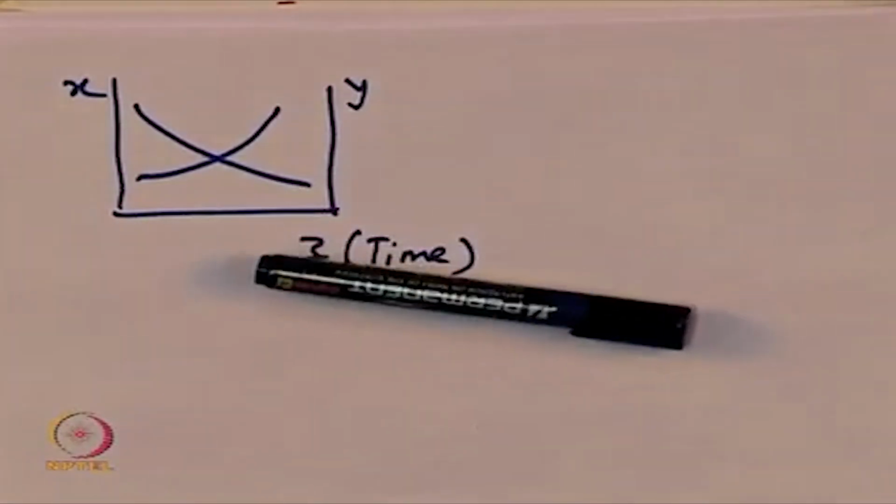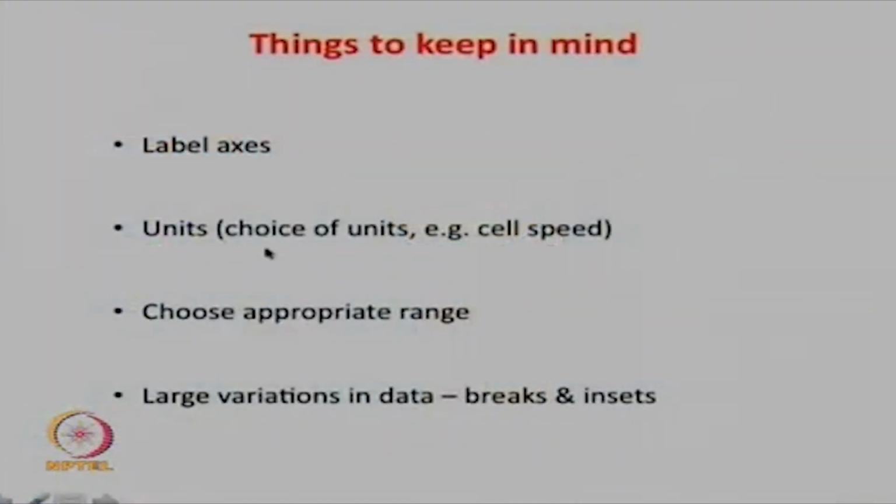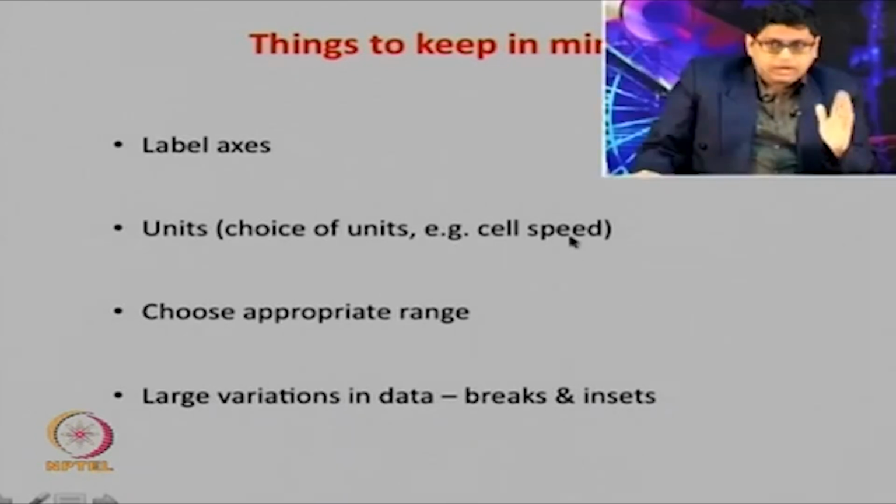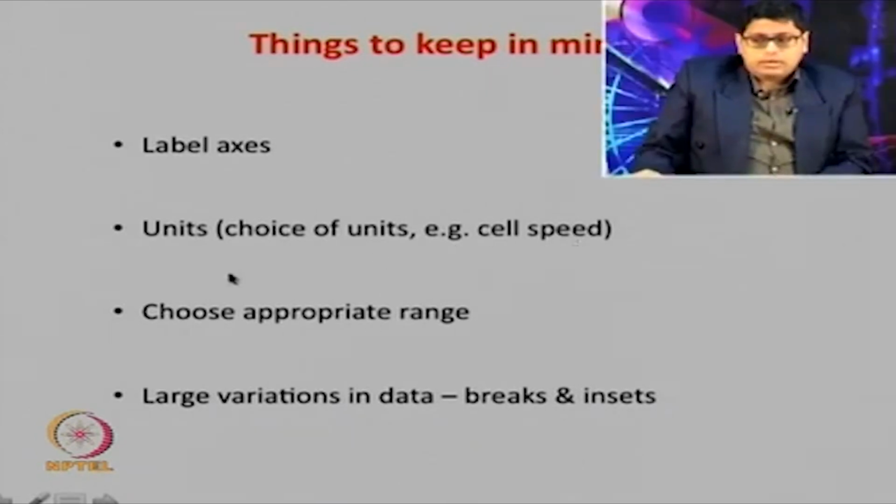Okay. So, next thing I wanted to talk about: when you are making the plot, a few things to keep in mind. You must label your axis appropriately, you must choose appropriate units. So, for example, let us say we are talking about cell speed, or any speed, you can report it in micron per minute, micron per hour, meter per minute, meter per hour, so on and so forth, depending on what you are measuring and what is the minimum amount you can measure in an accurate manner. Okay. So, that also brings us to choosing the appropriate range.